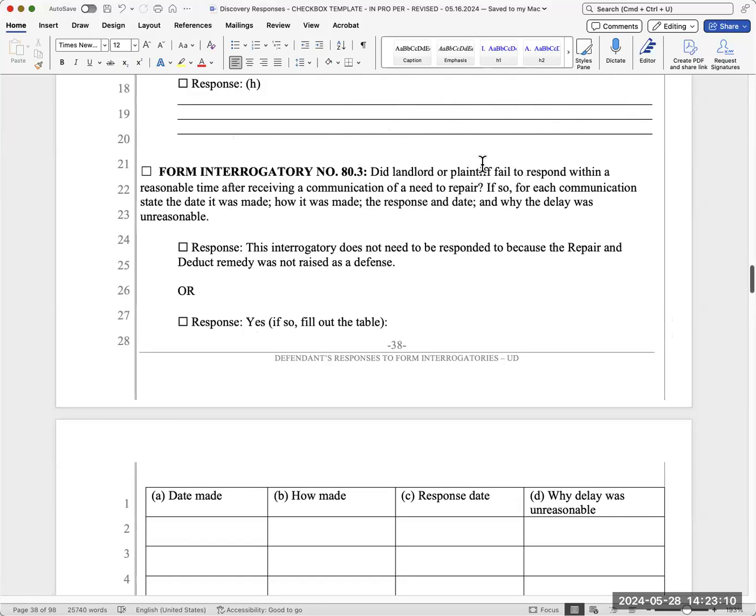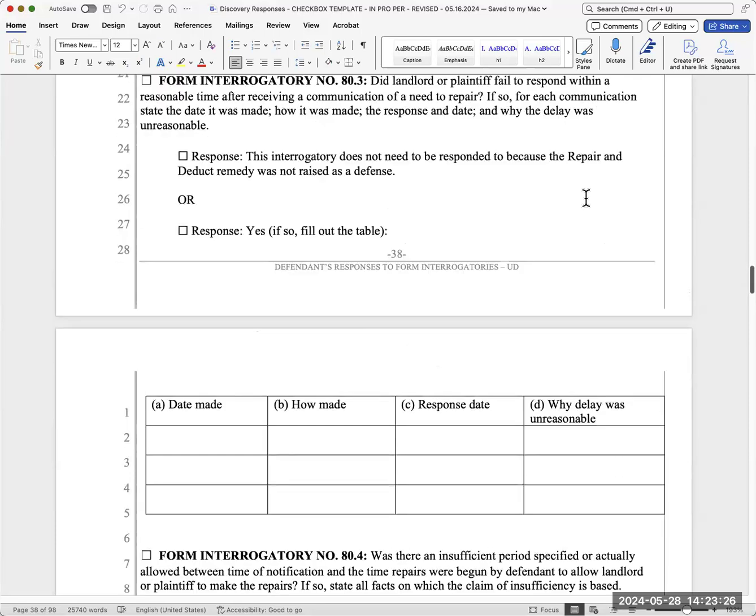Did the landlord or plaintiff fail to respond within a reasonable amount of time after receiving a communication of a need to repair? For each communication, state the date it was made, how it was made, the response and date, and why the delay was unreasonable. This does not come up often. These boxes are often not checked. If they are checked, you must answer, even if it didn't apply.